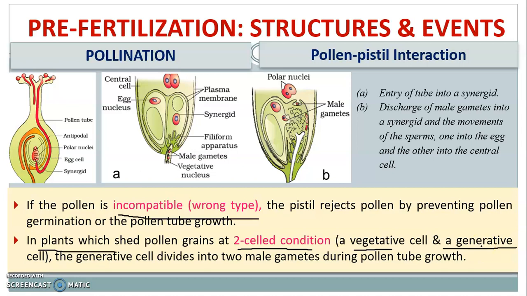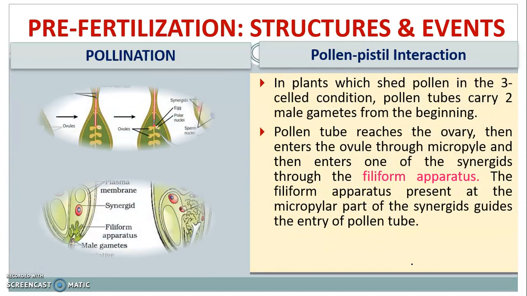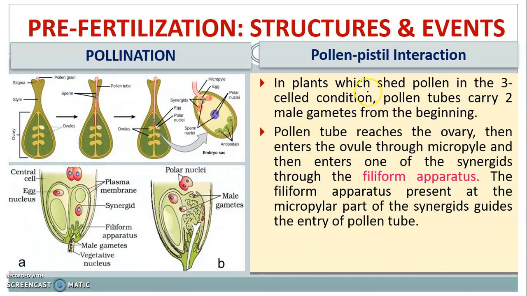So now, in this case, the generative cell divides into two male gametes. Okay, the pollen grain has the two-celled condition, one vegetative and another generative. Now the generative cell again divides into two male gametes. Now these two male gametes enter the pollen tube during pollen tube growth. Right? Now move ahead. In the plants where the pollen grain is already shed in the three-celled condition.